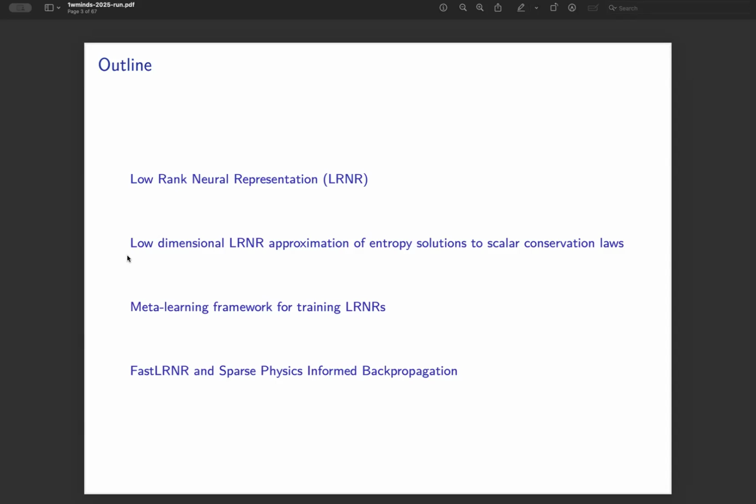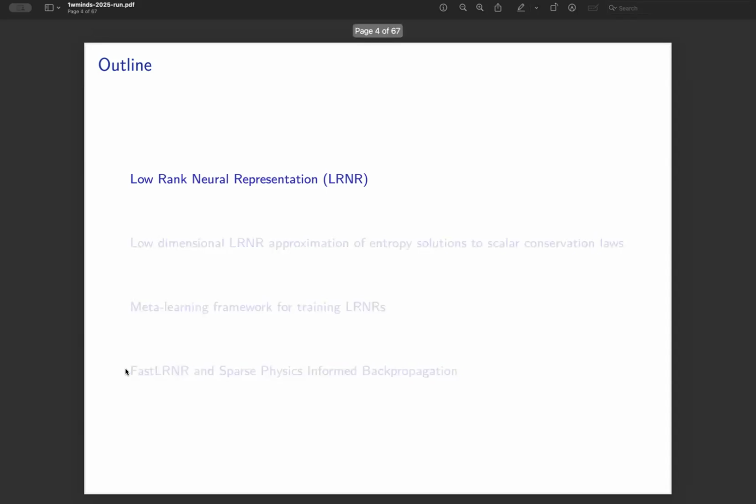But I will next talk about how there is a simple and straightforward meta-learning framework that you can use for training these learners on solution data. So purely from data, you could train these learners. And I'll talk about how these learners have a built-in structure that allows you to construct a compressed version that we call fast learners, and how that leads to a faster backpropagation, which we call sparse physics-informed backpropagation, but it's really just a faster approximate backpropagation for these types of neural networks. Please feel free to interrupt me at any point if you have questions.